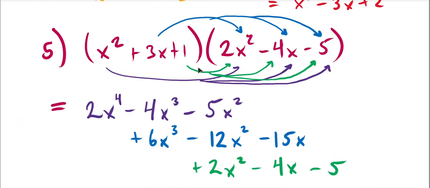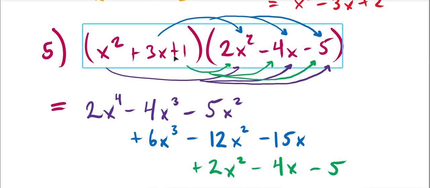Okay, so how do we attack trinomial on trinomial? We get each one in the first, and we multiply it by each one in the second. Here I did x squared first. That gives me 2x to the fourth minus 4x cubed minus 5x squared. And then the 3x times each one, that's positive 6x cubed minus 12x squared minus 15x.